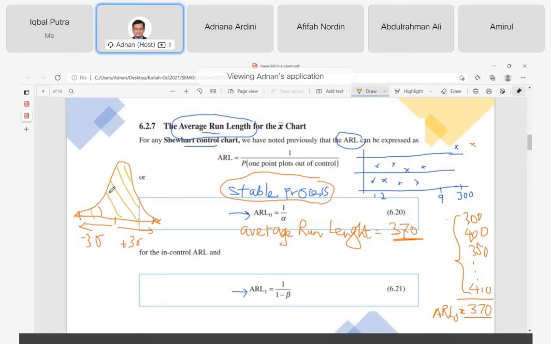I think everyone knows about it now. 99.73 means that 1 minus 0.9973 is our alpha. Or in another way, the probability of 1 point plotting out of control. We want to see the probability of having this. So 1 minus the inside is going to be 0.0027.